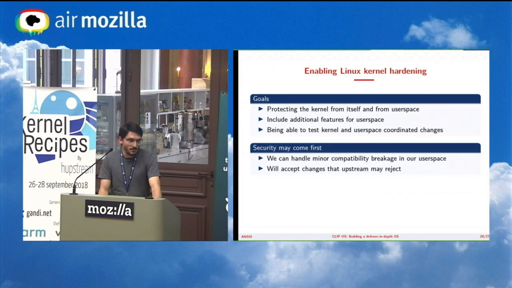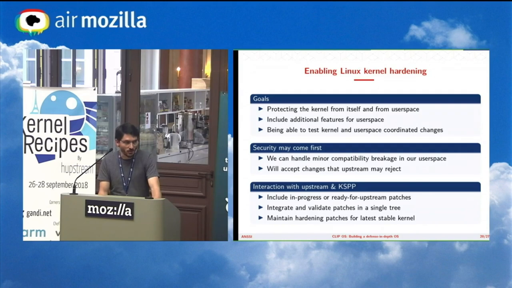One thing that may be different with the upstream kernel, for example, is that we have a strong goal about security, so we may make changes that will create minor incompatibilities for user space, but as long as we are able to fix user space, it's fine. And we may also accept changes in ClipOS that may not be in user space for security or for various reasons.